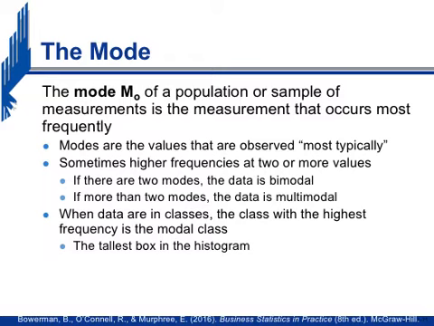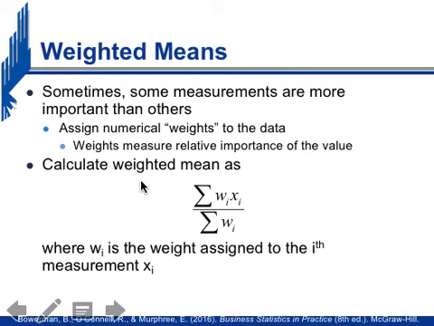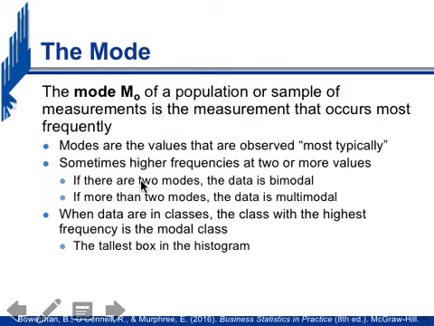have specific terms for the dataset. So if there are 2 modes, meaning the highest frequency is from 2 different numbers, so there are 2 modes, we call the data bimodal. And if there are more than 2 modes, then we can call the dataset multimodal. Or if your dataset is in the form of a frequency distribution where you have intervals with lower and upper limits, then the mode is simply the class or the interval with the highest frequency.